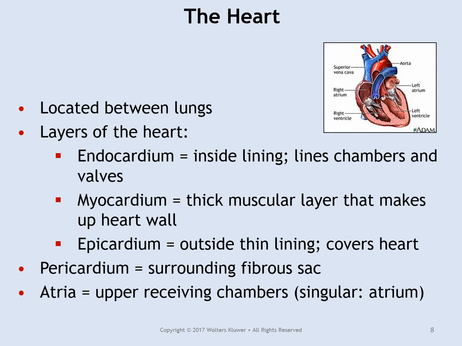So let's take a look at the heart. It is between the lungs. There is the endocardium, which is the inside. Again, remember, endo lines the chambers and the valves. The myocardium is the muscular layer that makes up the heart wall, made up of involuntary cardiac muscle, and the epicardium is the outside lining. And then there is a pericardium, which is a fibrous protective sac around the whole thing.